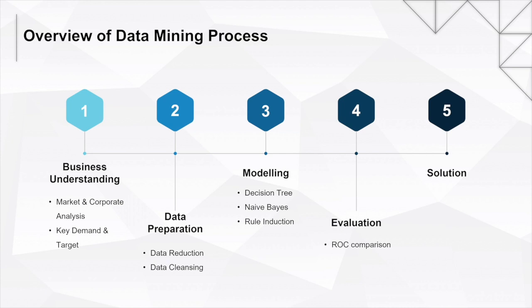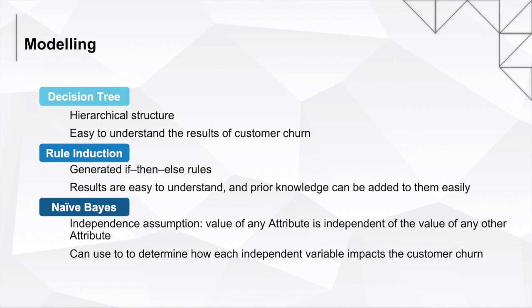The first 2 steps were talked about before. For data preparation, we deleted the irrelevant variables, and because there are no missing variables and no low quality variables, we do not need to reform the dataset. After completing data preparation, the next step is modeling. We use RapidMiner to build three different models to predict customer churn. They are decision tree, rule induction, and naive Bayes.